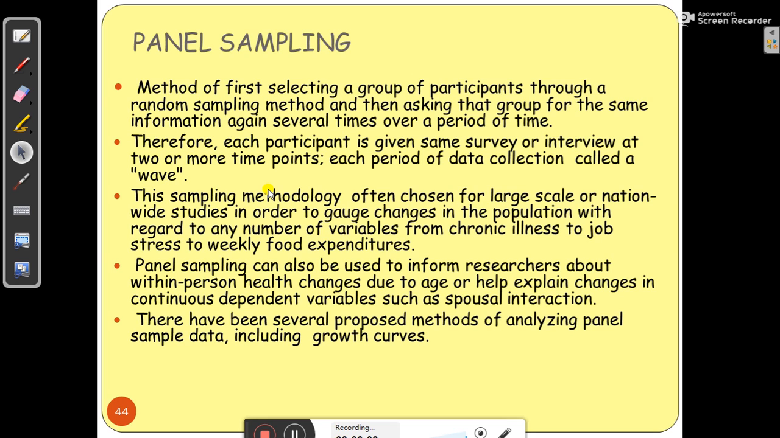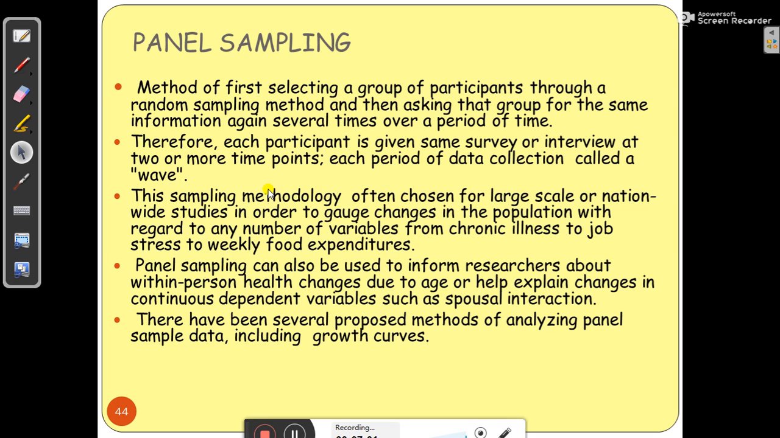If you want to do such projects or such research, such a large endeavor, you need to go for this type of sampling methodology, where you interview the randomly selected samples at first, and then you go for seeking the information again and again, several times over a period of time, from those randomly selected participants.